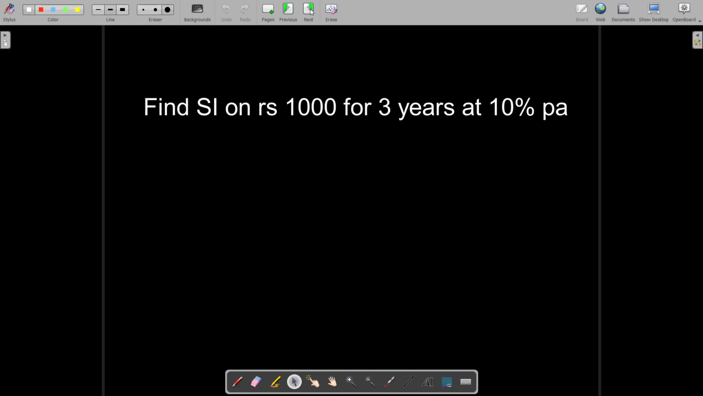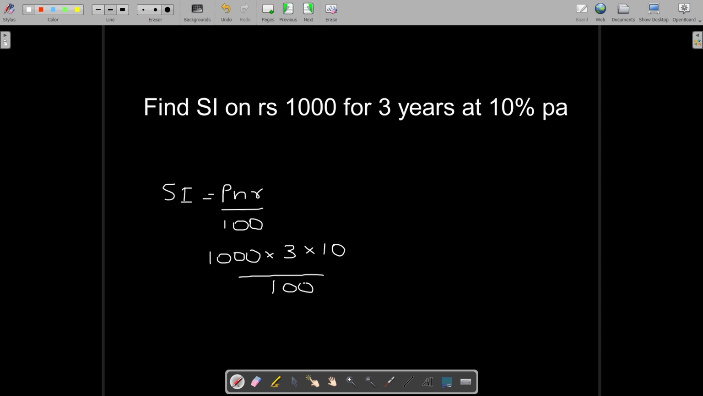Find the SI on ₹1000 for 3 years at 10% per annum. We all know that simple interest is equal to PNR by 100. Here principal is 1000, number of years is 3 years, rate of interest is 10%, so total interest is ₹300.